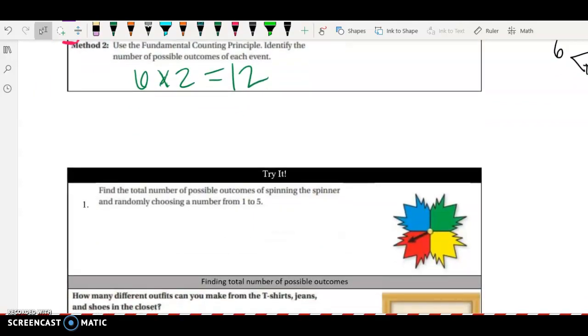So now I want you to use the fundamental counting principle for the try it. It says find the total number of possible outcomes of spinning a spinner, so this spinner, and then randomly choosing a number 1 to 5. So check your answer here with mine once you do.